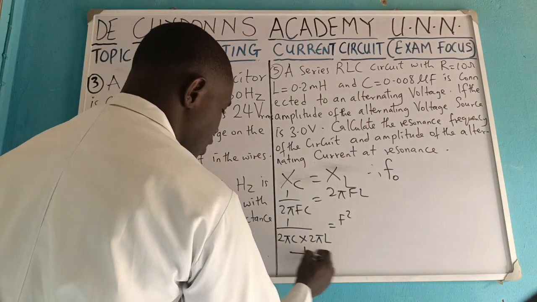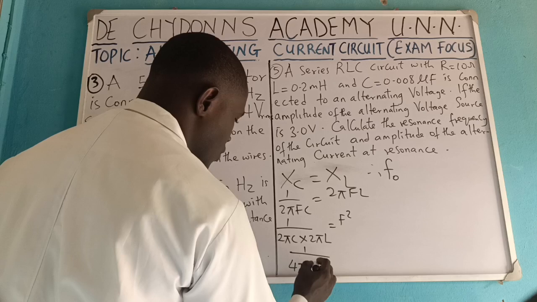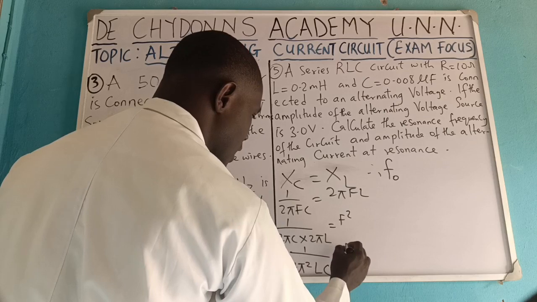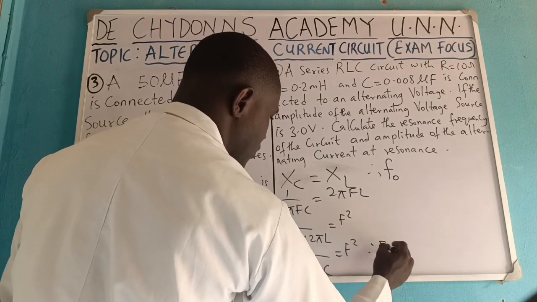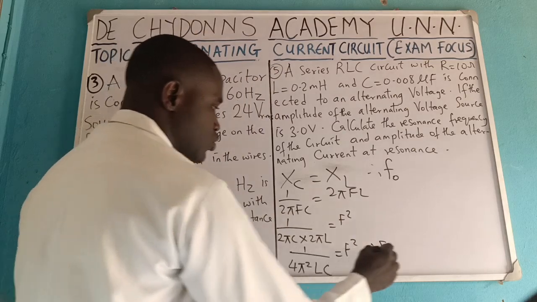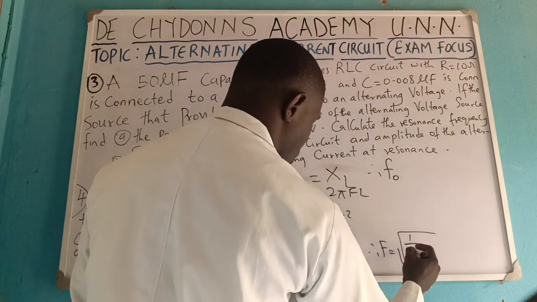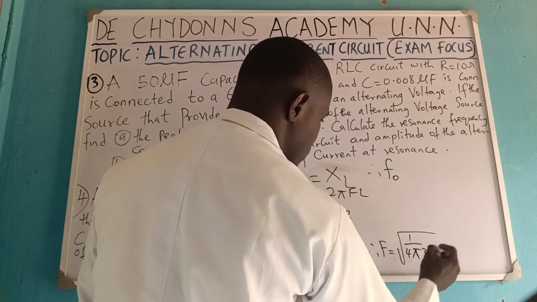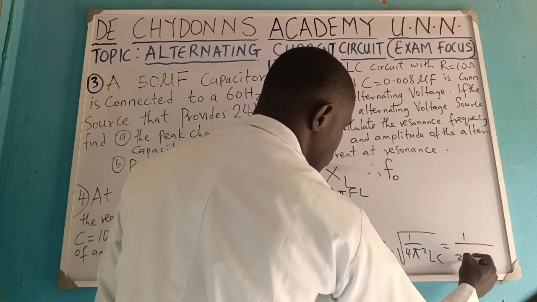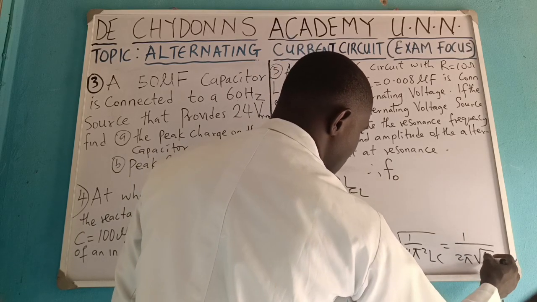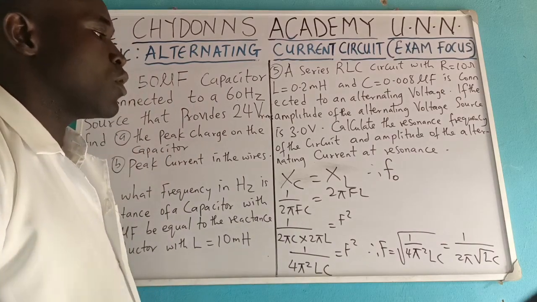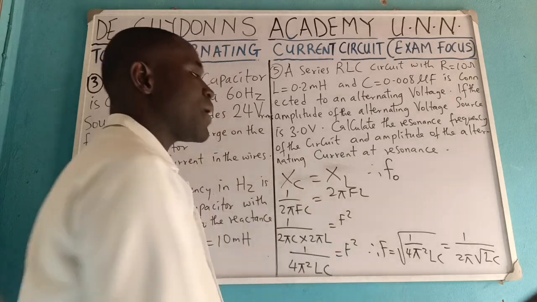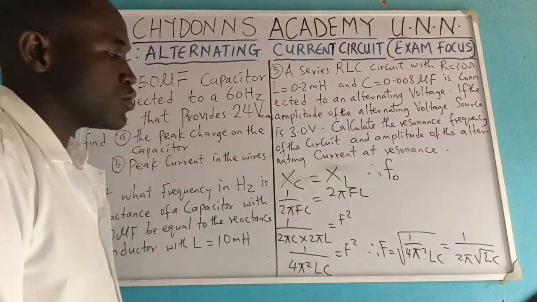Then this will be 1 over 4 pi square LC equals to F squared. Therefore, the resonance frequency will be equal to the square root of 1 over 4 pi square LC, which equals 1 over 2 pi root LC, because the square root of 4 is 2 and the square root of pi square is pi. The LC does not have a square root, so package it.